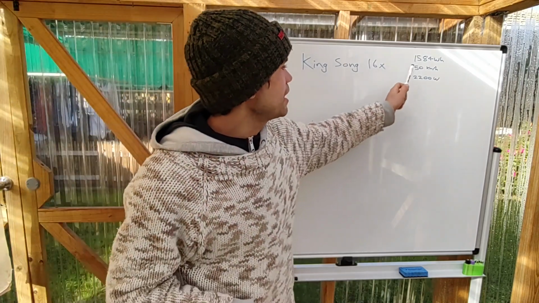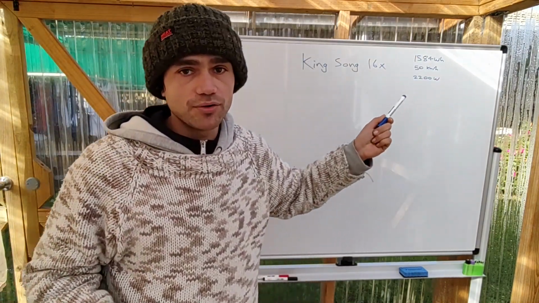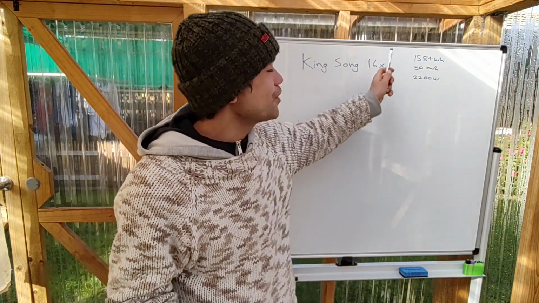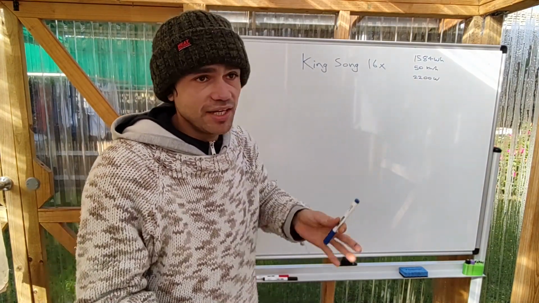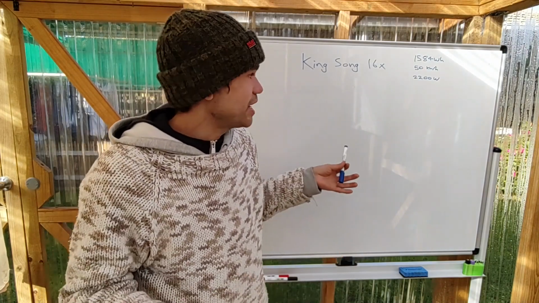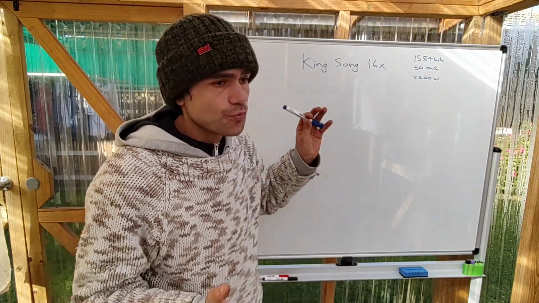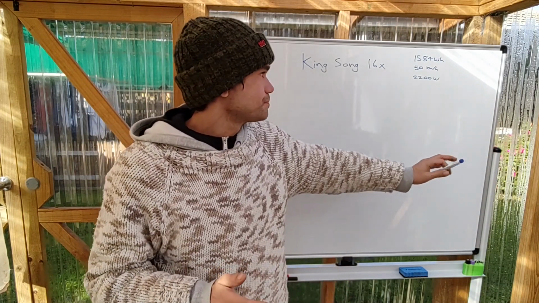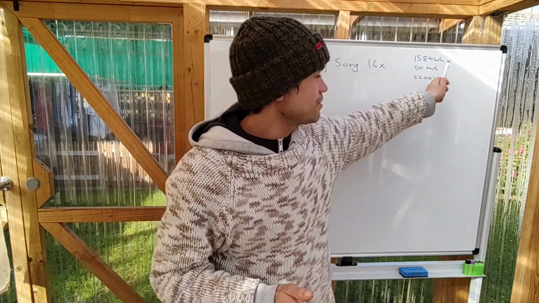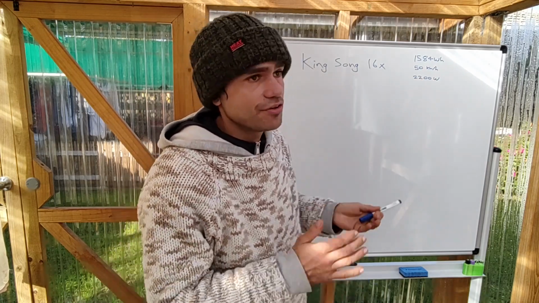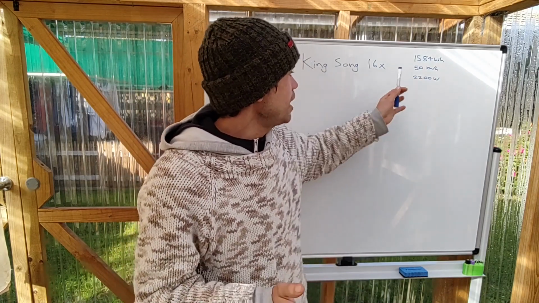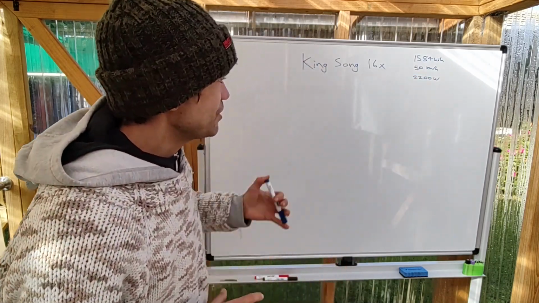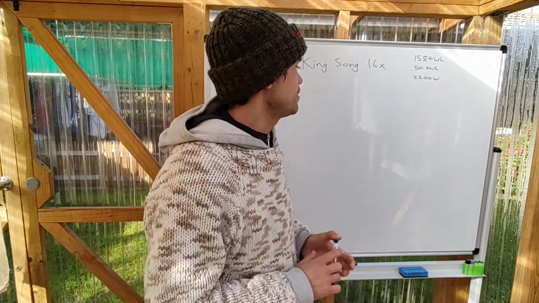You're not going to ever get 1584 watt hours out of a King Song 16X. I mean, yes, you can, but you're going to have to be riding at like 18 kilometers per hour, like 11 miles an hour, for the whole ride without ever stopping. So you're going to be riding all day long to try and squeeze that out of your King Song 16X. It's never going to happen. In real life, in most situations, you're going to get about half of that. Especially when you're riding hard, you're going to get less than half.